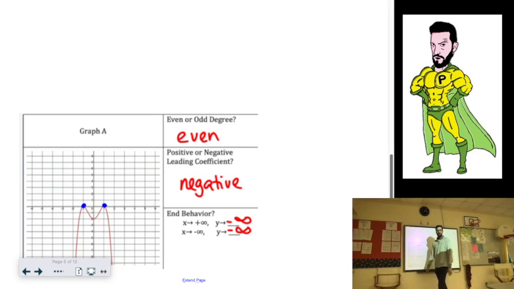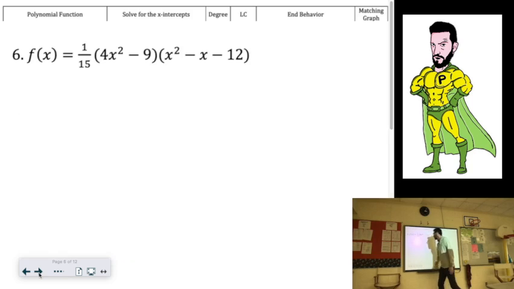Great! Now, you'll notice that number 6 doesn't have any graphs that match up with it left. We already used graph A, B, C, and D. We filled out graph E. So we're going to have to graph this one ourselves. But let's figure out the important stuff here. Oh, goodness me, oh my. We still got to factor this stuff?